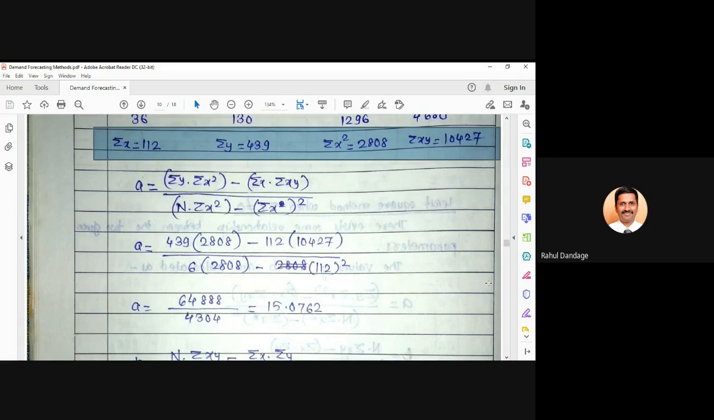So sigma Y is 439 multiplied by sigma X square 2808, minus sigma X, it is 112, multiplied by sigma XY, it is 10427. So the numerator is over, divided by the number of periods, which is 6. So 6 multiplied by sigma X square, it is 2808, minus sigma X bracket square, so it is 112 bracket square.